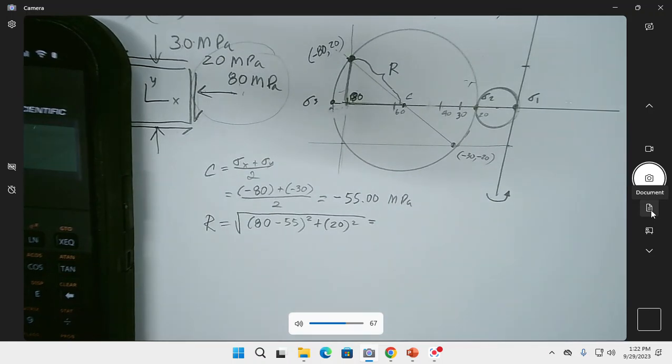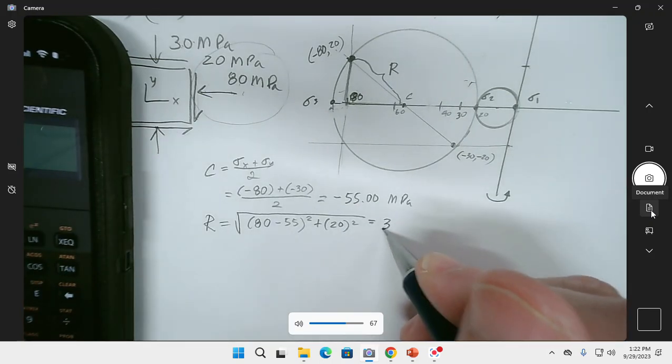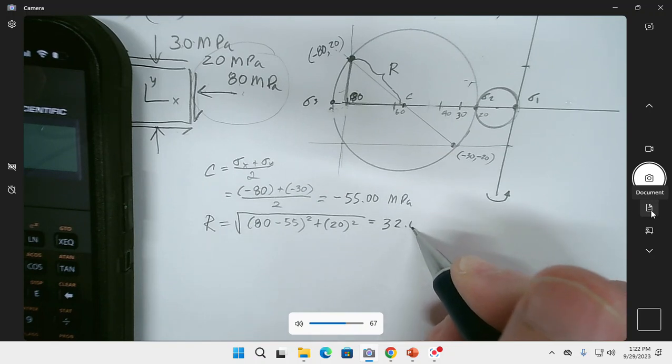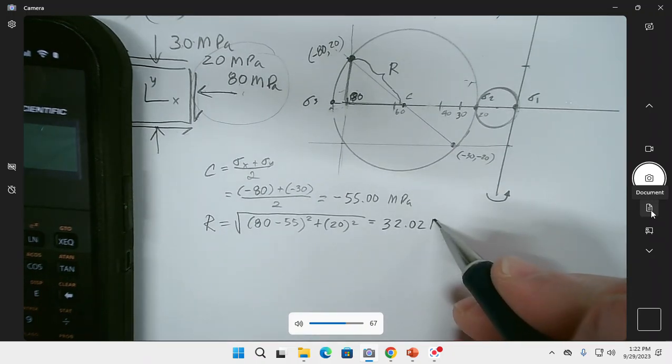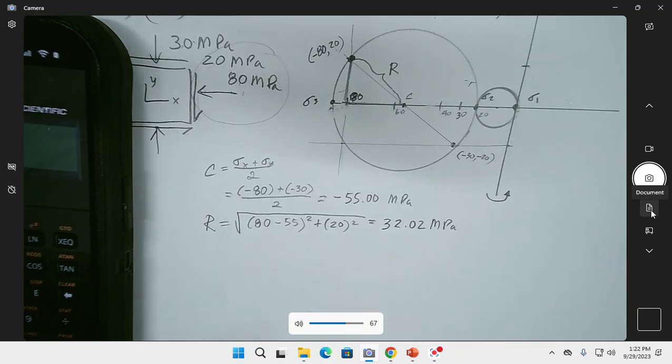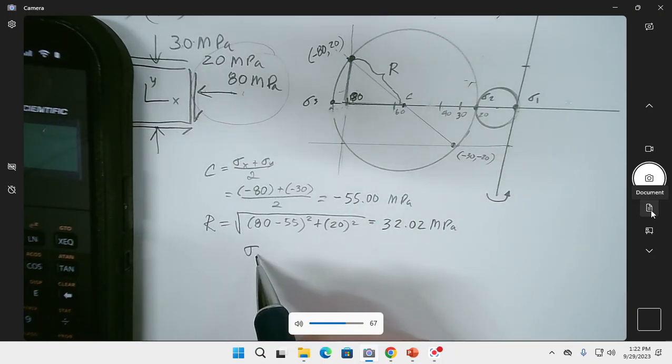It's kind of stupid. So A minus, and square it, and then I should know what 20 squared is. Oh yeah, that would be 400, right? Plus, square root. So if I did the numbers right, I get 32.02. And now I can find my sigma, let's call it A to start with.